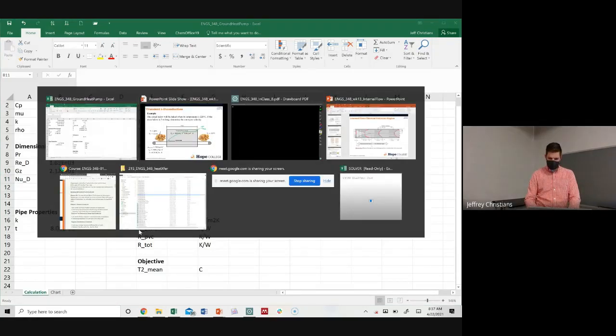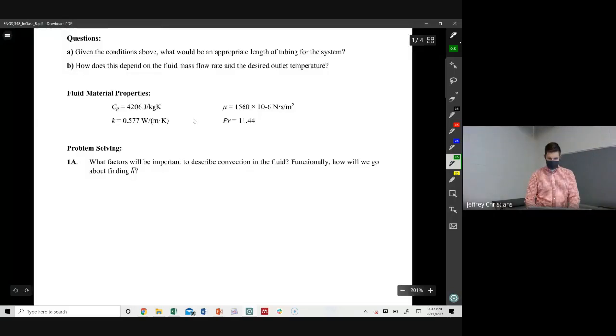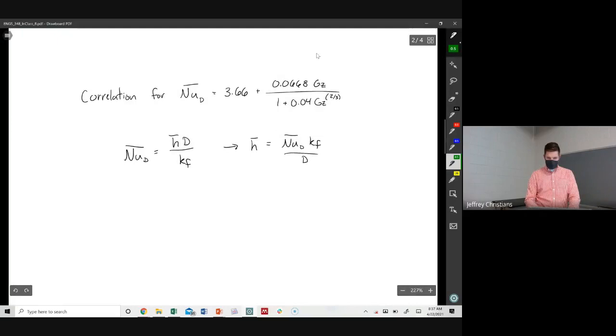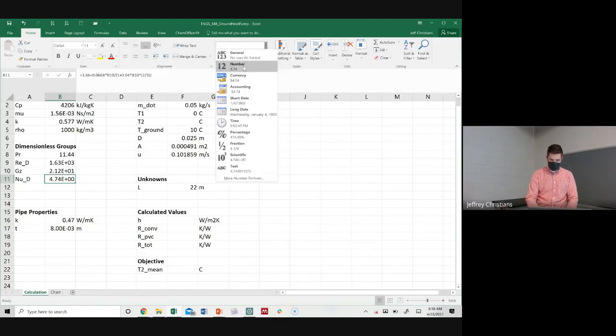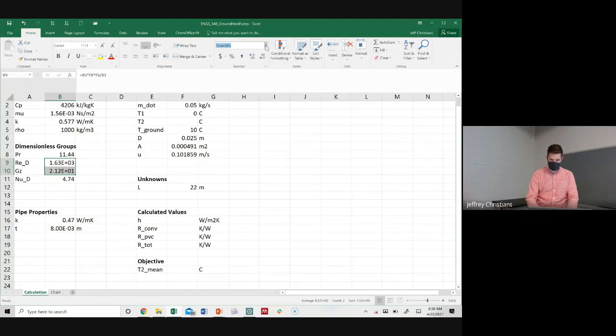Our Nusselt number, we had a correlation. So this is our correlation for the Nusselt number. So we'll throw that in: 3.66 plus 0.0668 times the Graetz number, divided by 1 plus 0.04 times the Graetz number raised to the 2/3 power. And we'll see if I got that right. Okay, so that gives us, let's get just a normal number for all these.